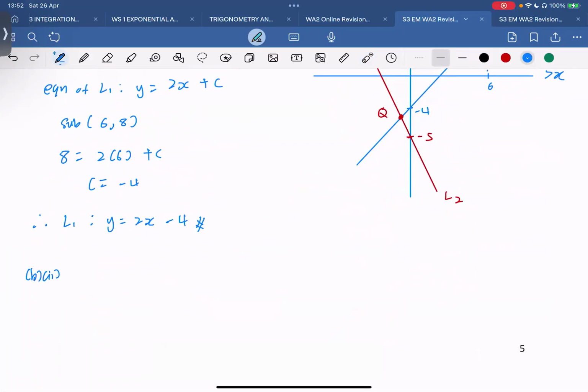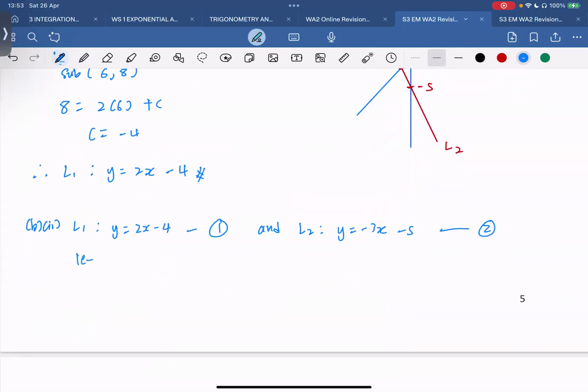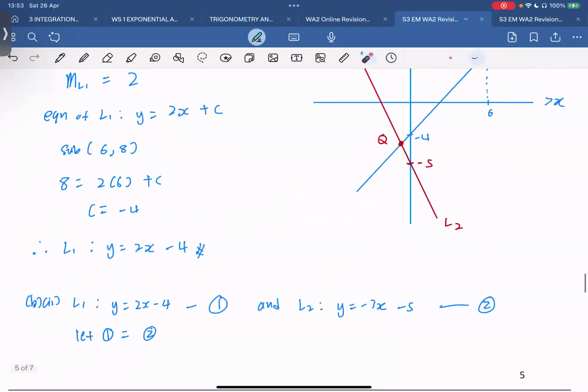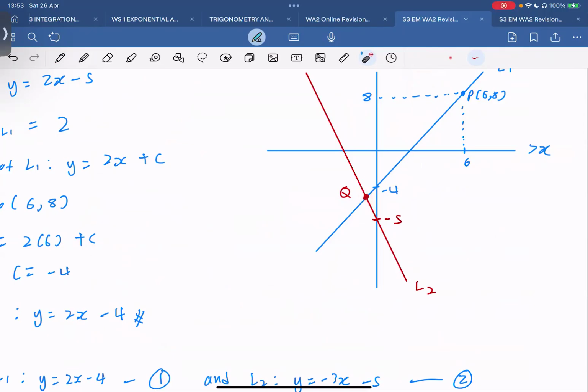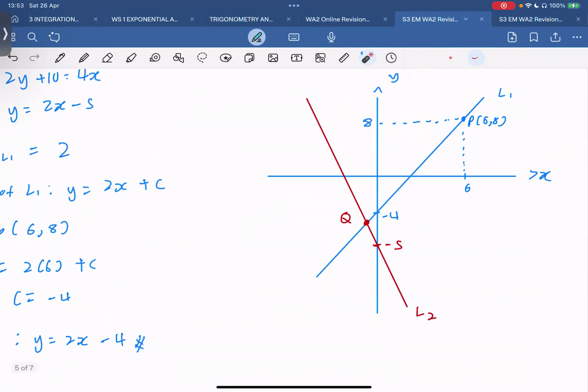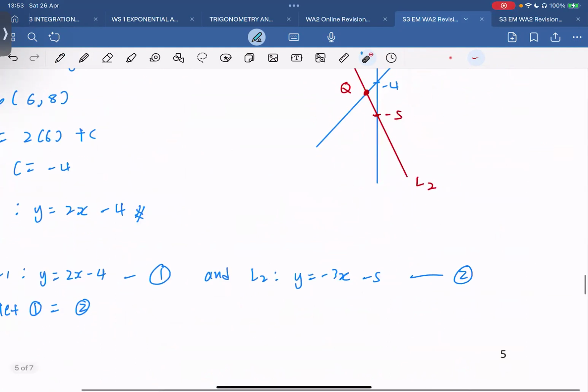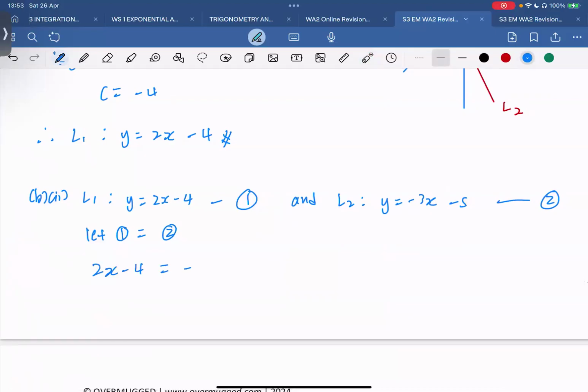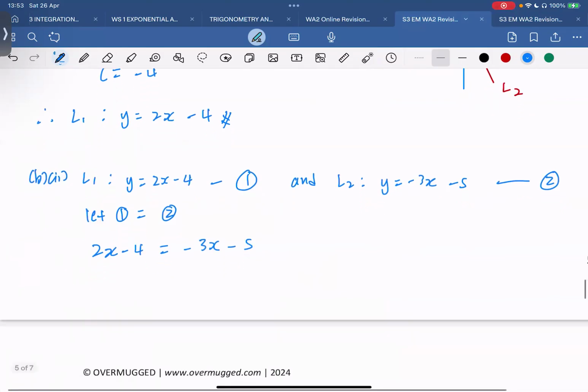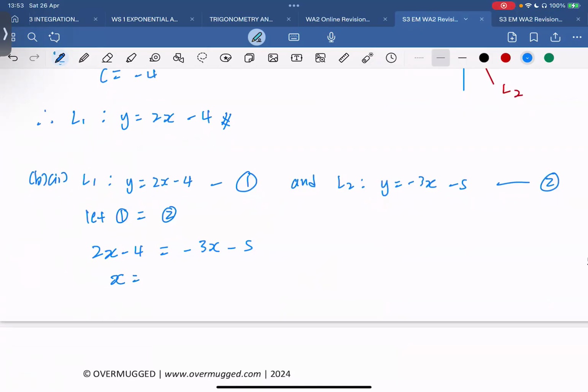B part 2. First, I have line L1 as y equals to 2x minus 4. I'll label this as equation 1. Then I have line L2, which is y equals to negative 3x minus 5. I'll label this as equation 2. So I'm going to let equation 1 equals to equation 2. Now the reason for doing so is because at point Q over here, the y coordinate of L2 as well as L1 is equal, right? Therefore, I can let both y's be equal to each other. Hence, 2x minus 4 must be equals to negative 3x minus 5. So using this, we can actually solve for the x coordinate of Q. Okay, shift the x over and shift the 4 over, we'll get x as negative 1/5.